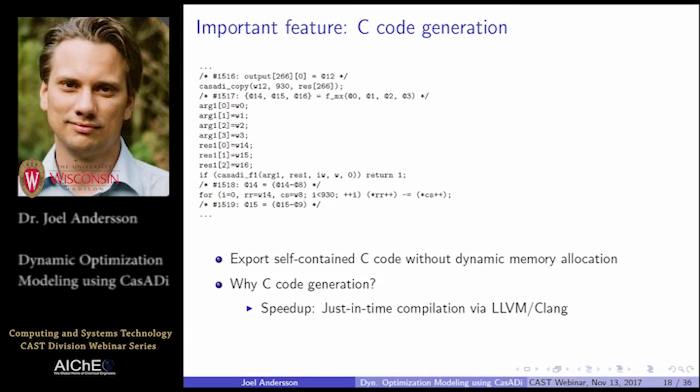Why do we do this? Well, one reason to generate C code is that it allows us to speed up computations, and we do this. I mean, you can compile the code yourself, but we also distribute CasADi with a just-in-time compiler based on LLVM Clang.